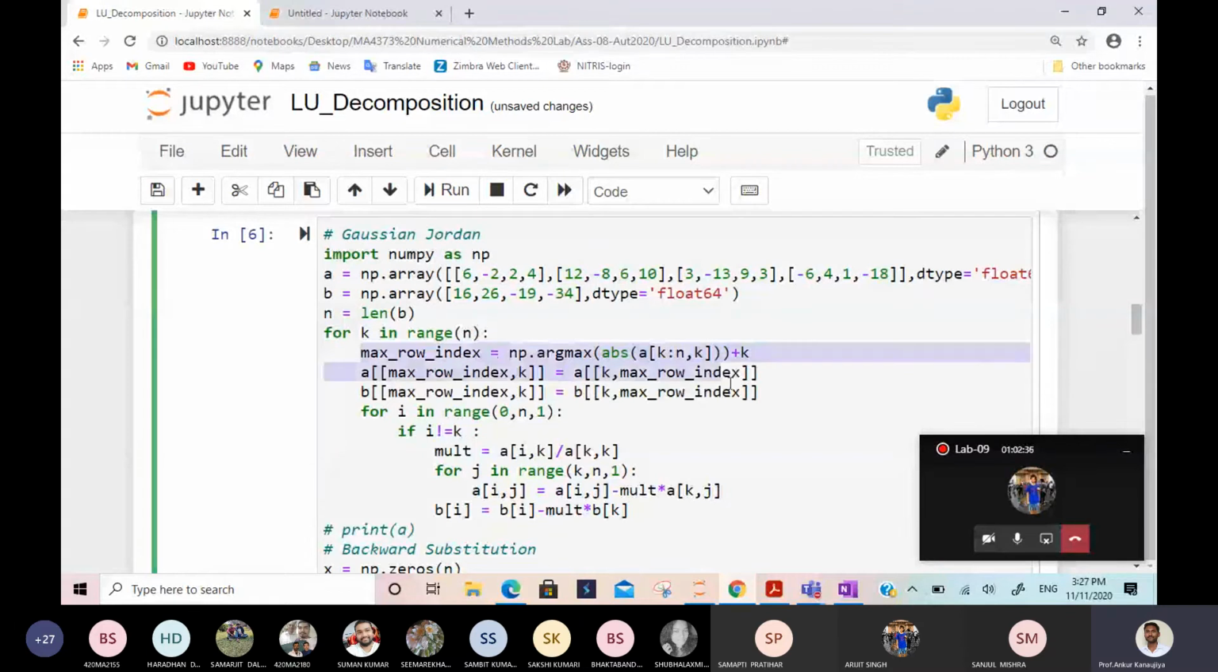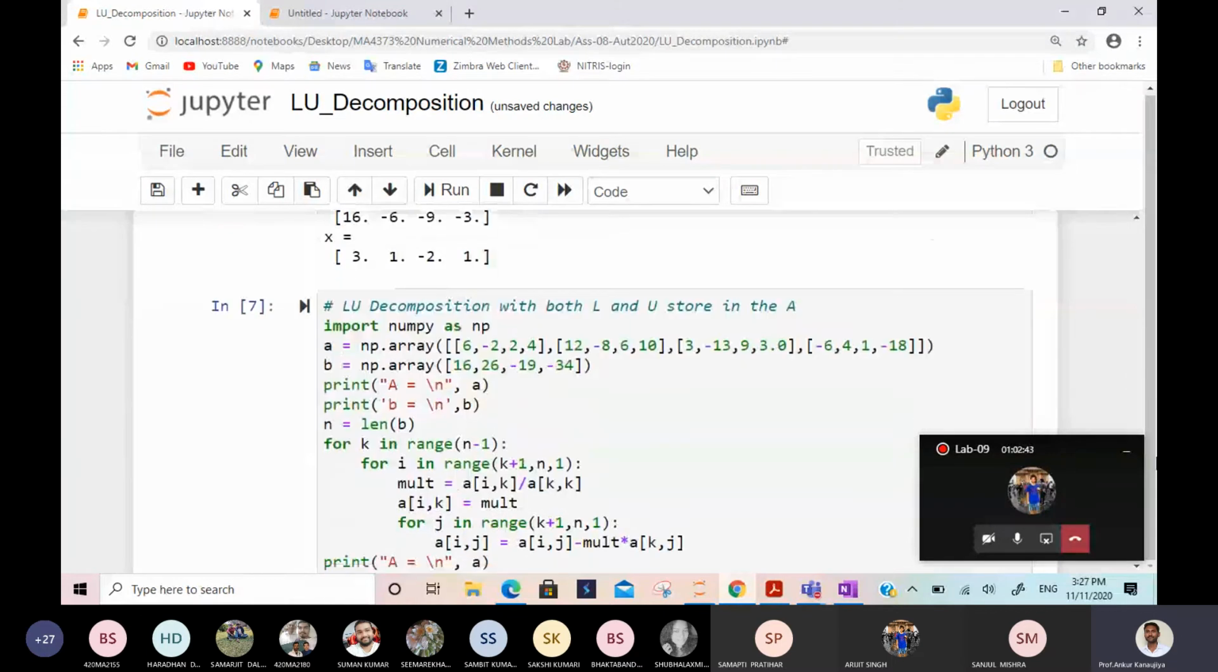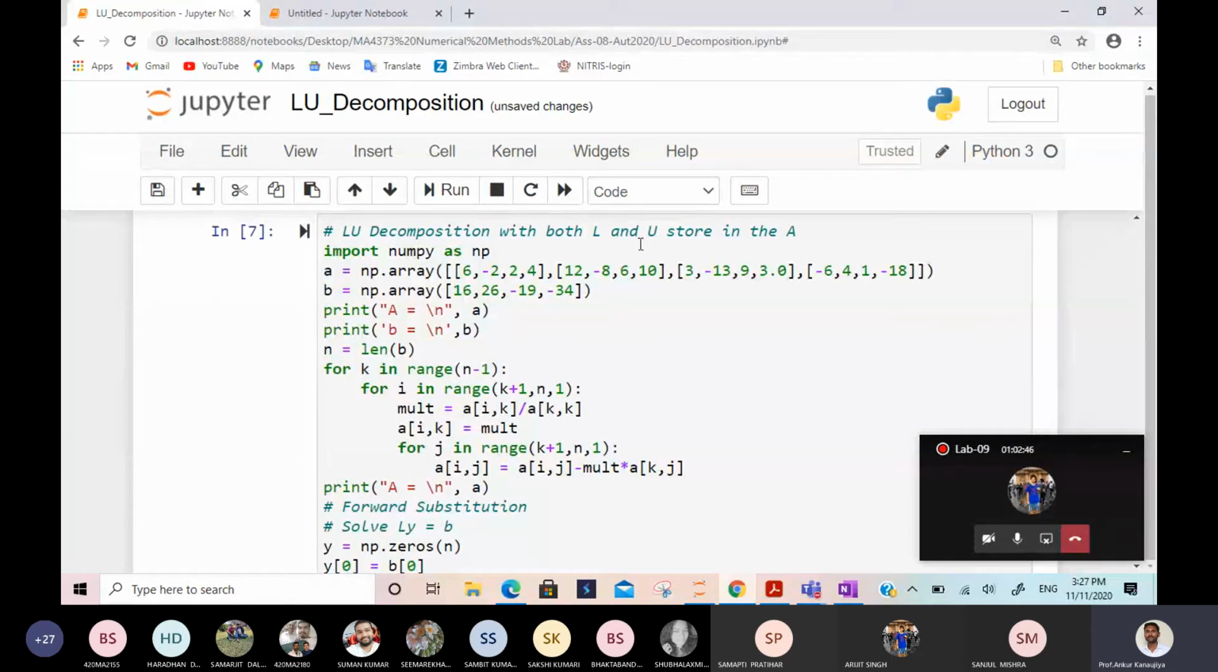Now the same thing, I will go and put it in the LU decomposition. I already wrote the LU decomposition here. This is the LU decomposition with both L and U stored in A. So first I will run this.